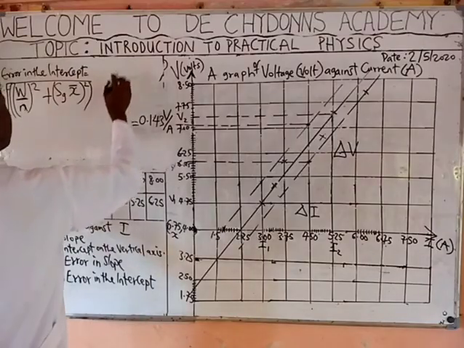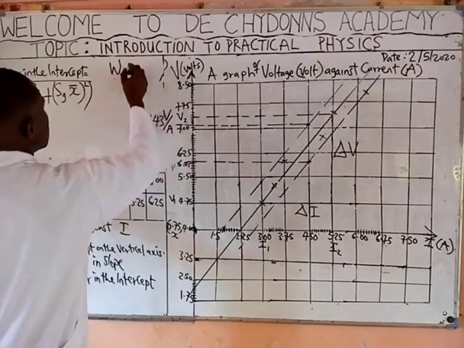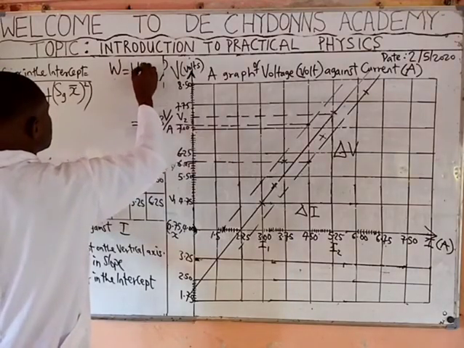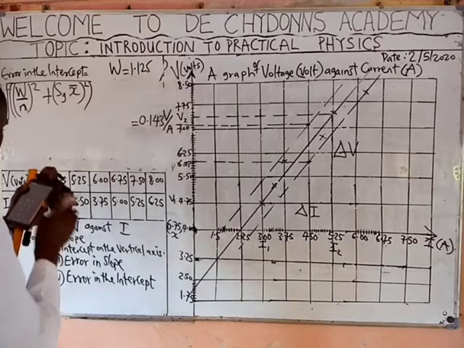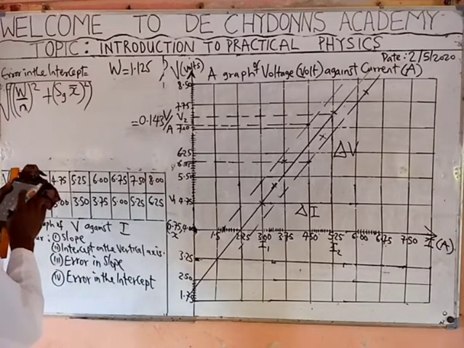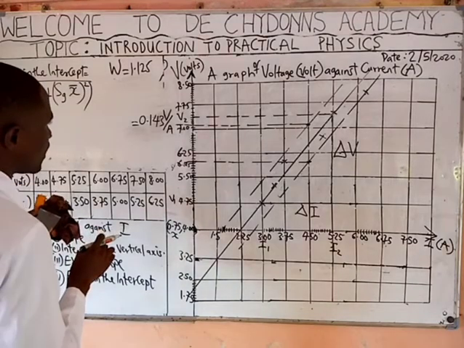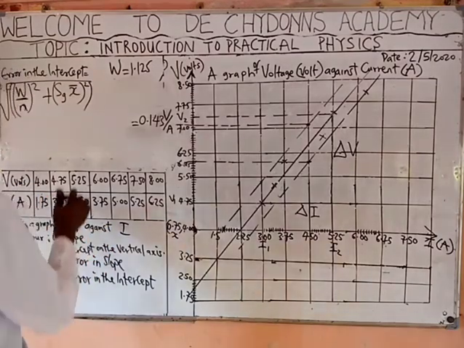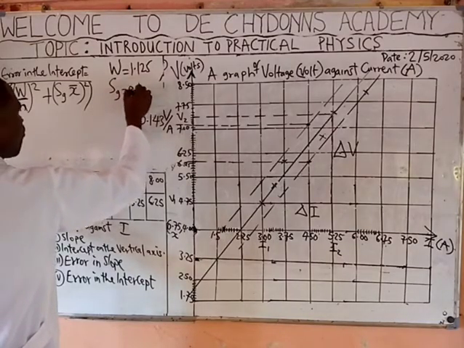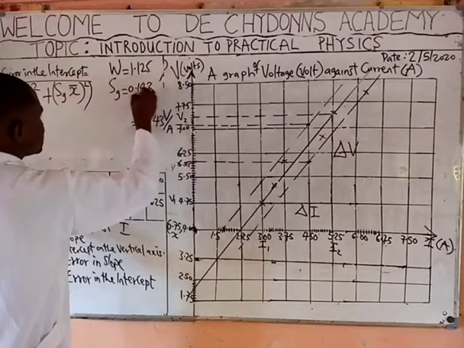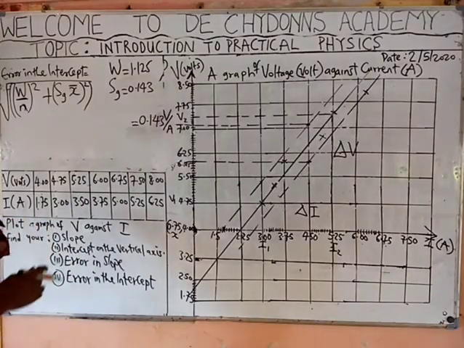Now, you know that your W is equal to 1.125. Our W gave us 1.125. Okay? Then our error in slope gave us 0.143. Okay? Now, how do we get our mean of x?